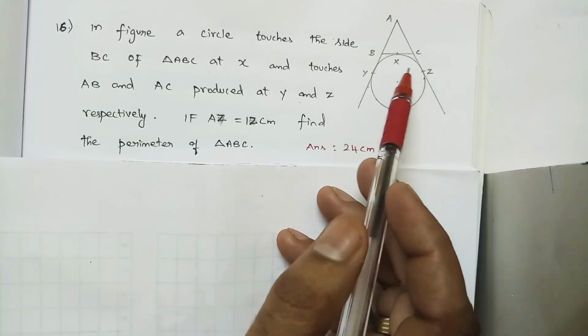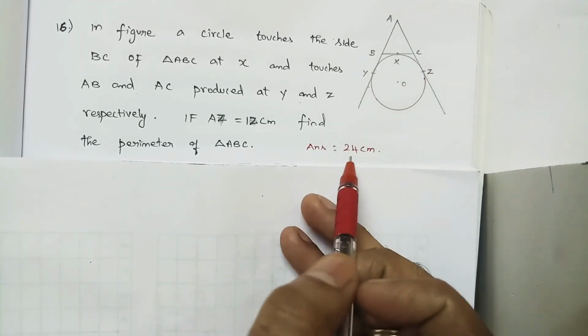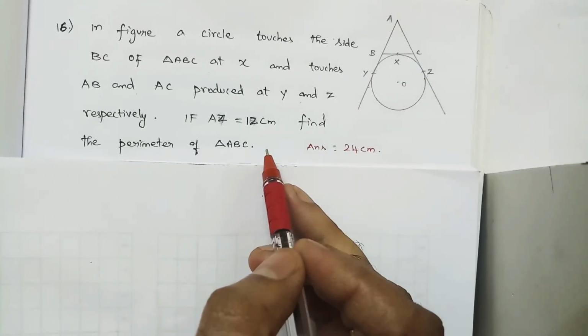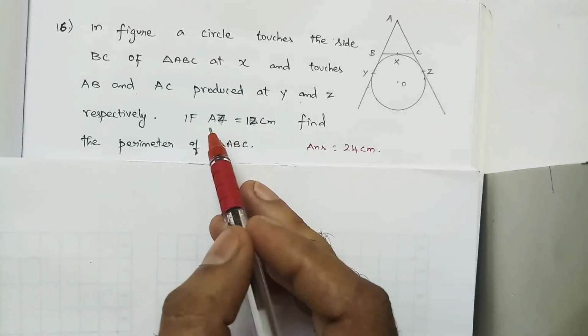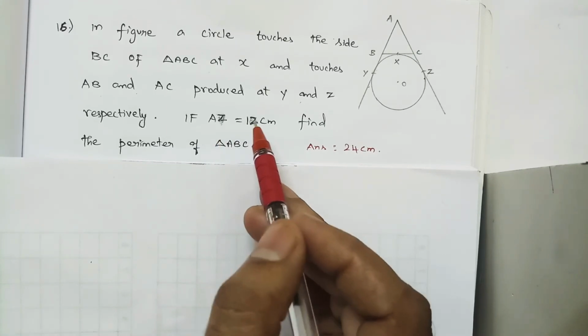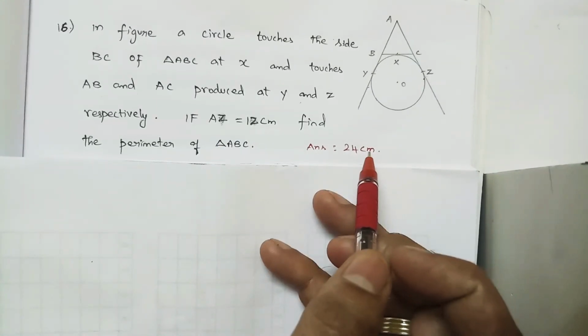You have to prove it in the same way. The perimeter of triangle ABC is equal to 2 times AZ. You know the value of AZ, AZ equal to 12. 12 into 2 is 24 centimeter.